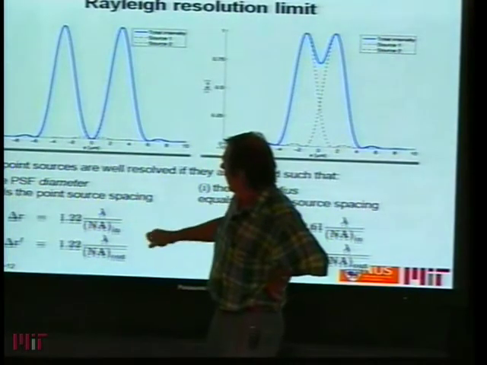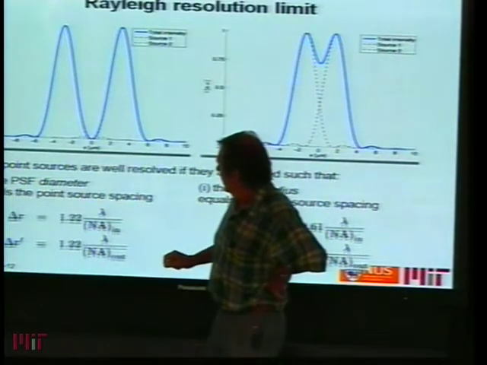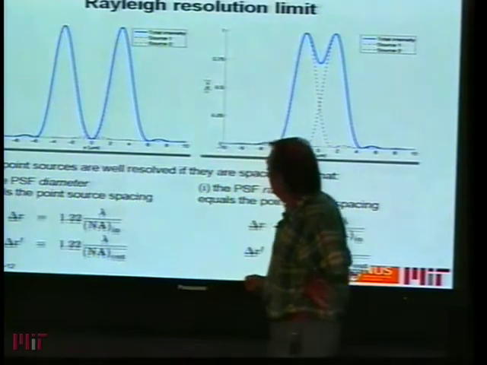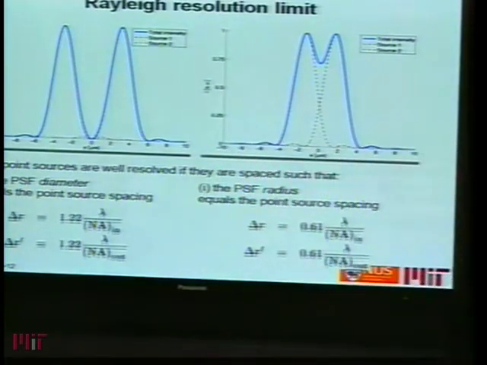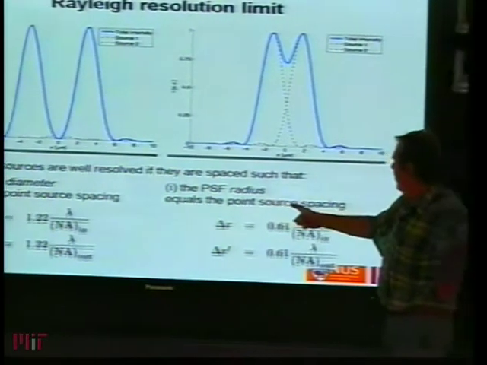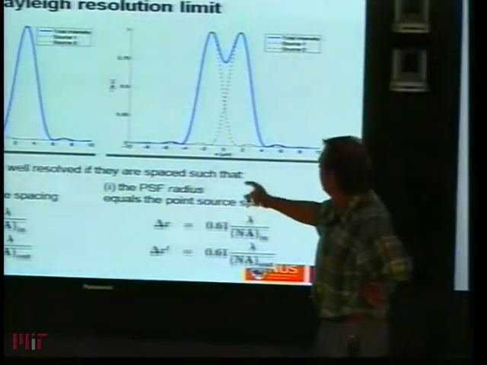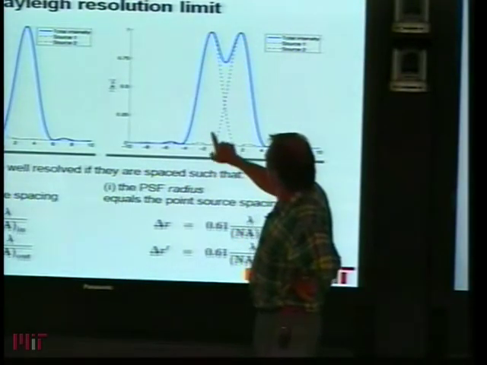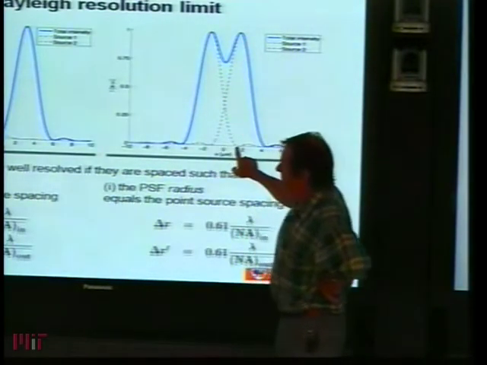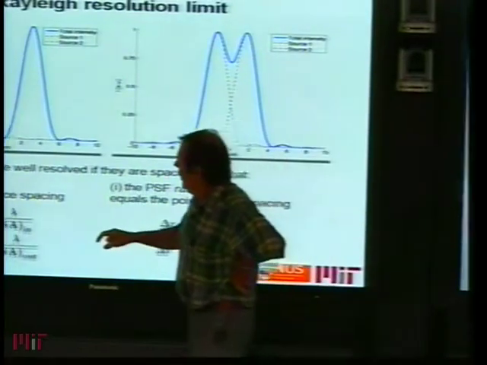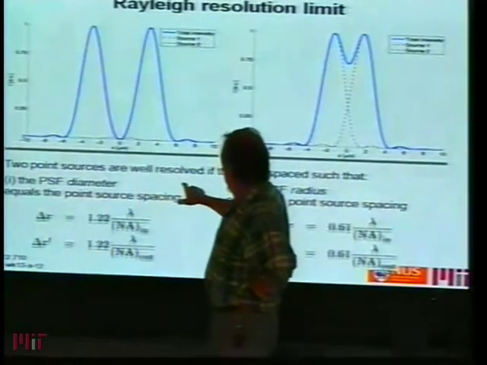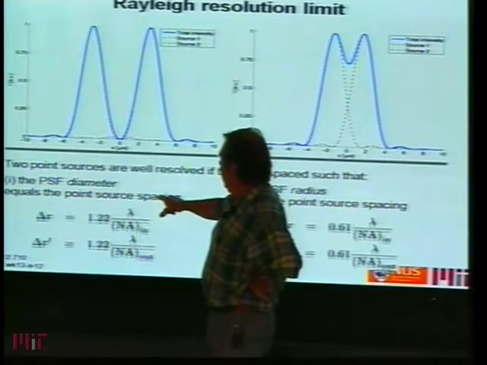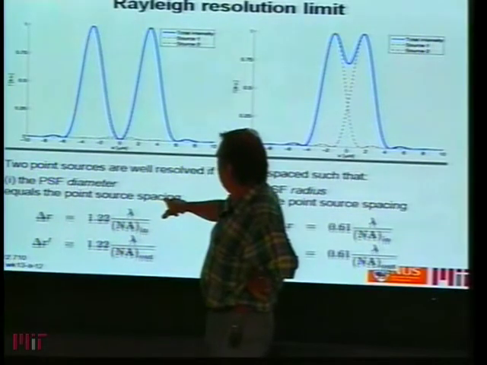What does he mean by that? Sorry, this one, the PSF radius equals the point source spacing. Yeah, so that is the distance between the center of the image and the first dark ring. In this one, the PSF diameter equals the point source spacing. Have you got this right?